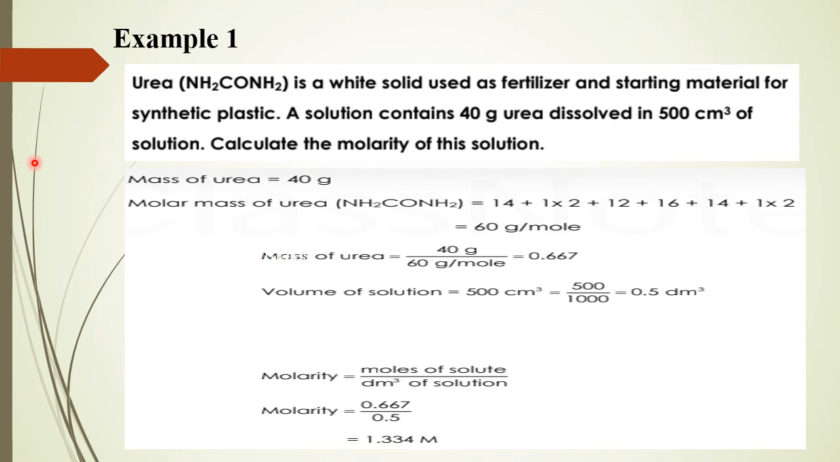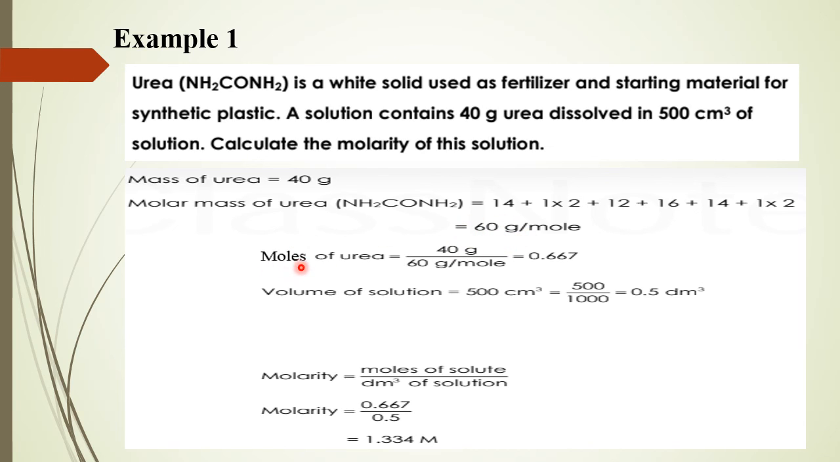Okay, now this is the solution. Look here, the mass of urea is 40 grams. First of all, you have to calculate the molar mass because mass is given over here. Nitrogen, atomic mass is 14, plus 1 is the atomic mass of hydrogen, multiplied by 2 because there are 2 hydrogens over here, then plus carbon 12 atomic mass, plus 16, plus 14, plus 1 into 2. The answer you get is 60 gram per mole.